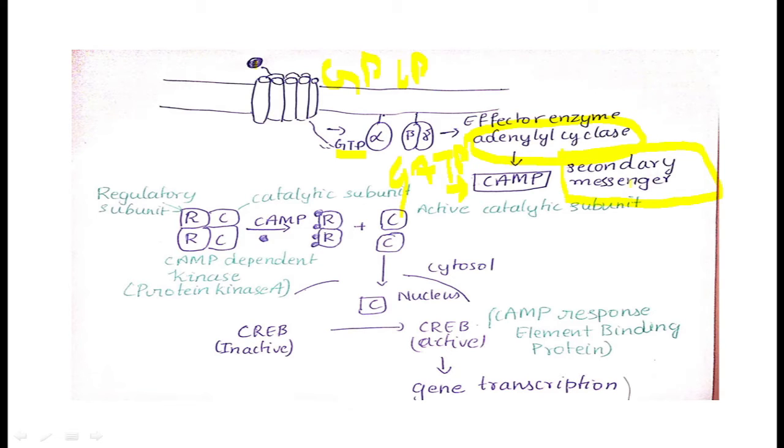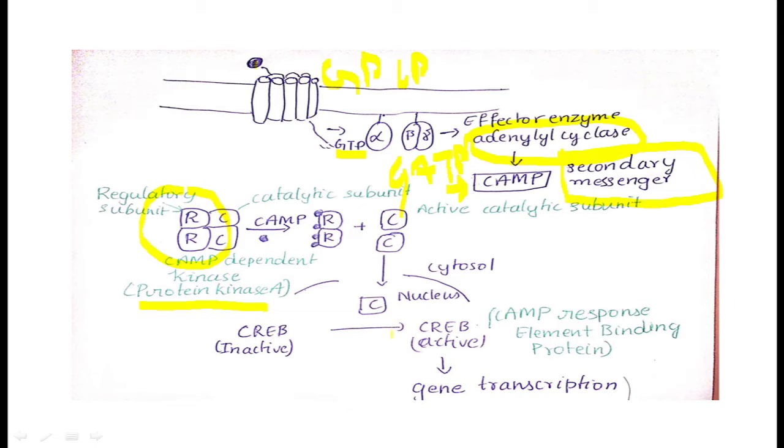Now, here we have an enzyme called cAMP dependent kinase or protein kinase A. It has 4 subunits, 2 regulatory subunits and 2 catalytic subunits. This cAMP binds to the regulatory subunit, and as a result the catalytic subunit is free and it moves into the nucleus from the cytosol.